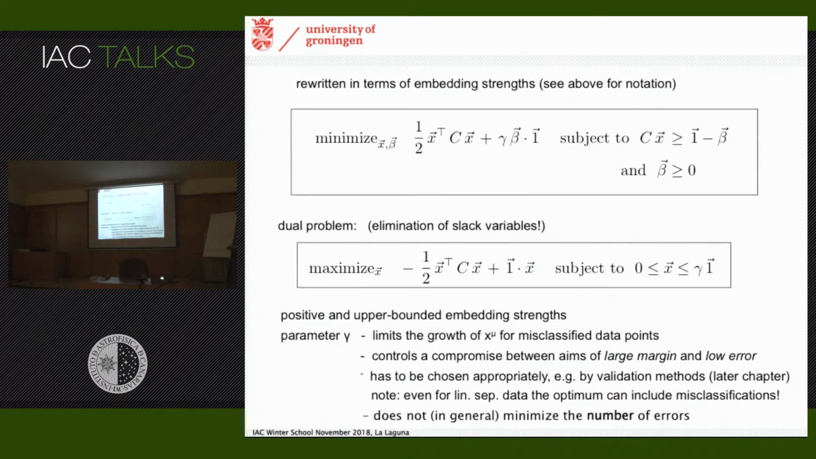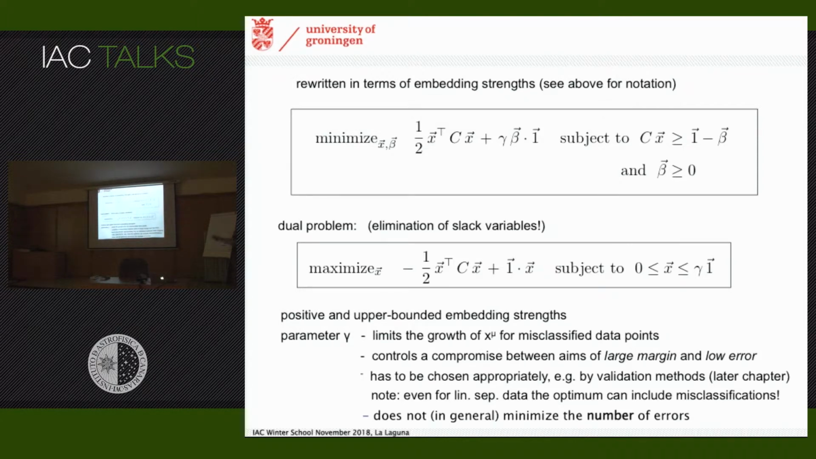Okay. And gamma limits the growth of the embedding strength. If you have a problem that is almost linearly separable, your training algorithm that assumes linear separability will try to learn and learn, adding more support vectors to the weight vector in order to find a solution. So the x mu's will grow and grow, but this restricts the growth to a certain extent.